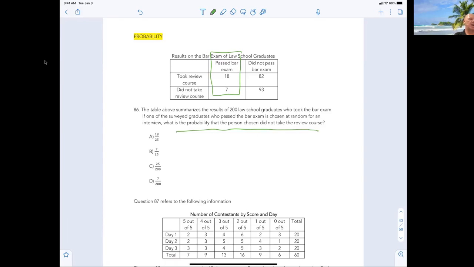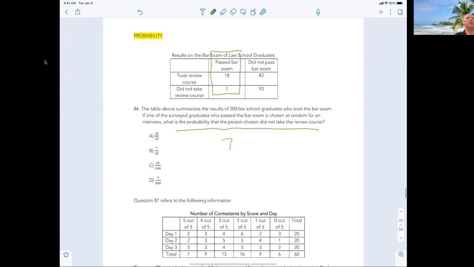How many people did not take the review course? Out of how many? That is the answer, 7 out of 25. And of course, those of you taking AP Stat have a huge advantage over people because we don't really study statistics that well. So I'm just trying to show those of you who haven't taken statistics that really wasn't that hard if you read carefully.